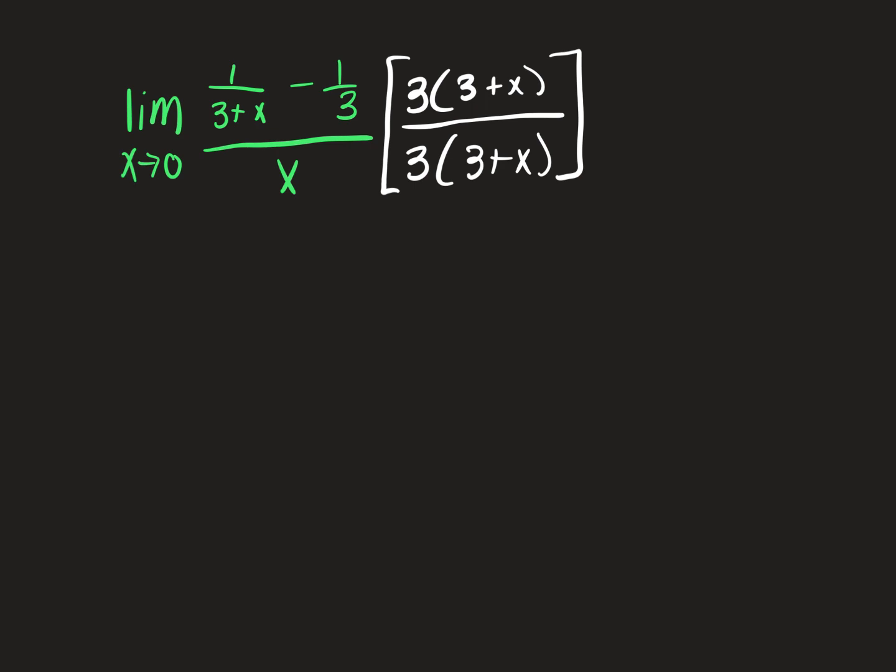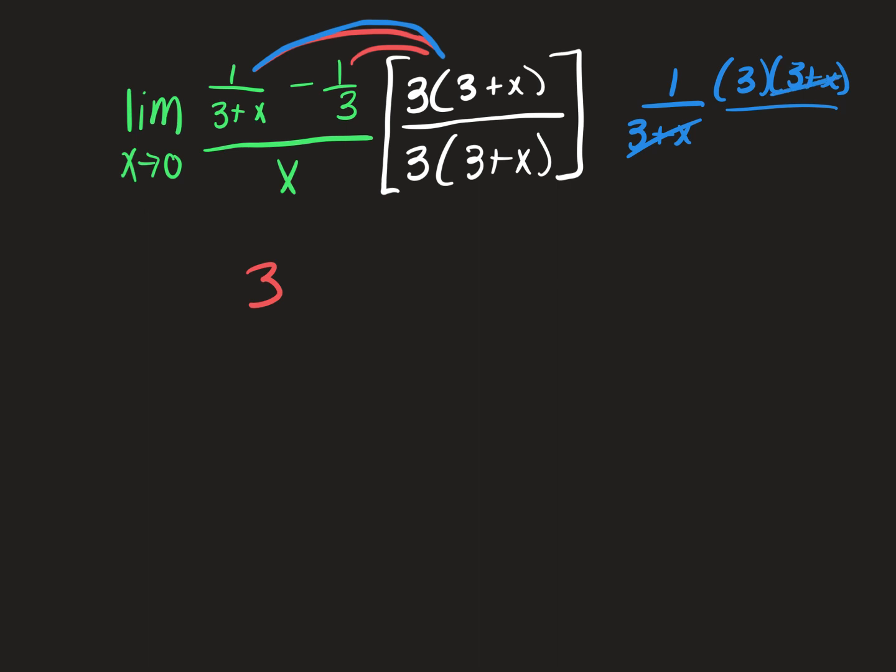So now on top, this gets messy. We're multiplying this and this and this and this. In the first part, we're just going to get 3. Let me show you how I got that. I'm doing 1 over 3 plus x times 3 plus x. So the 3 plus x's cancel and we're left with 3.